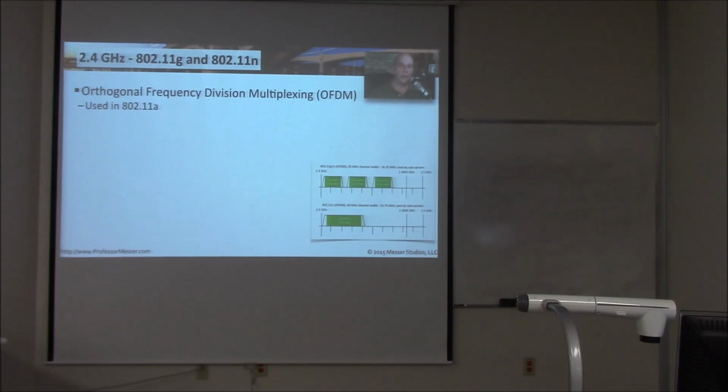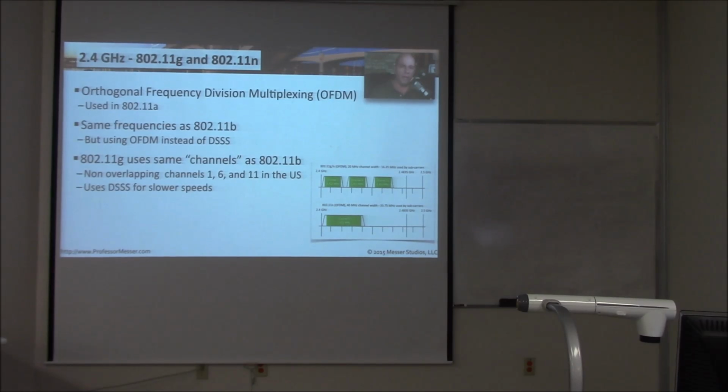The 2.4 gigahertz range is also used by 802.11g and 802.11n. It uses a different modulation type to send the information, though. It uses orthogonal frequency division multiplexing, or OFDM. This is the same modulation type we use for 802.11a. It's using the same frequencies as we were just looking at in the 802.11b. It's just using that different modulation type of OFDM instead of using DSSS.